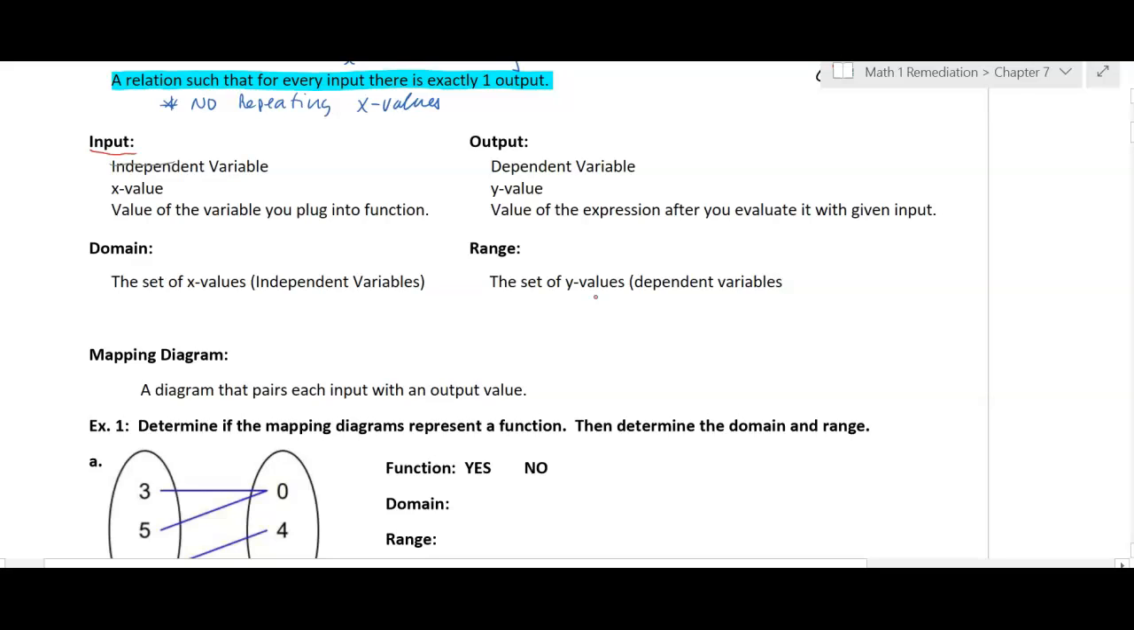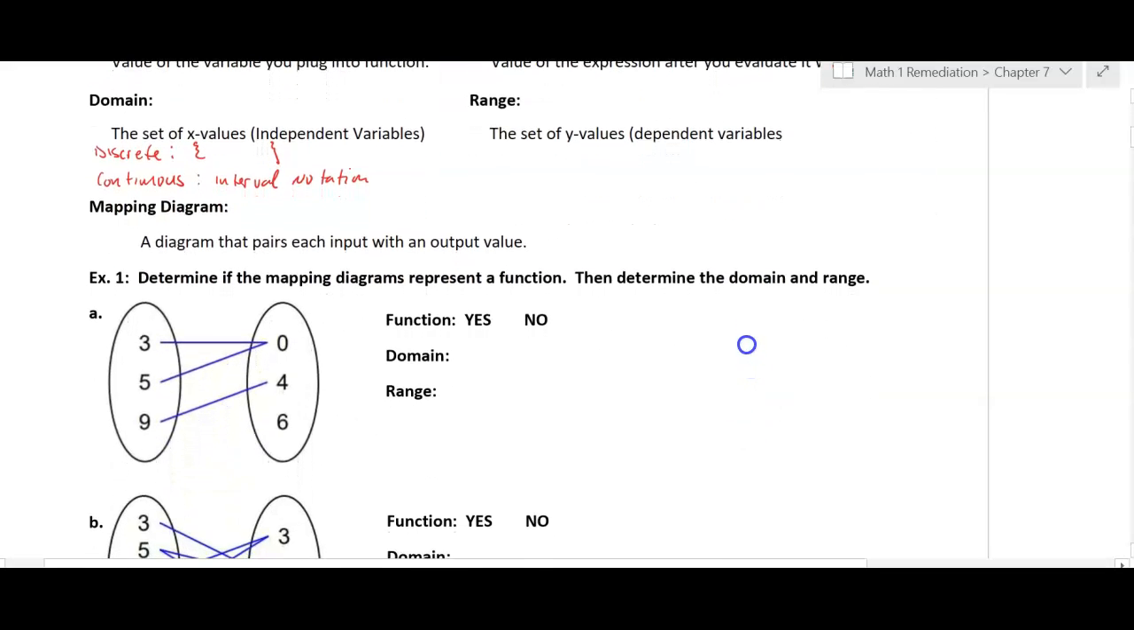If the function is discrete, we would list all the x values in set notation. If it's continuous, we would use interval notation. The same goes for the range. If the function is discrete, we would use set notation and list each item independently. If it's continuous, we would use interval notation.